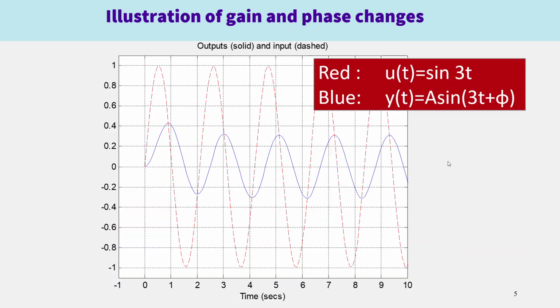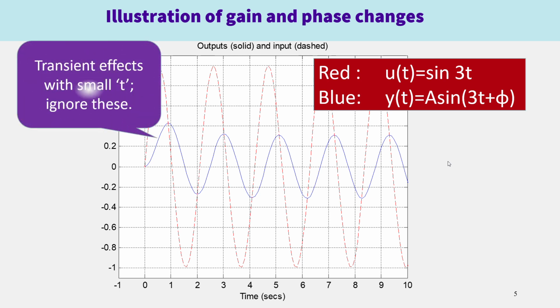So here's an illustration of an input and output for a given system G, and what you can see is the output line, blue, clearly has a different magnitude from the input line, red, and also it has a phase shift. By the way, don't look around t close to 0 because there'll be transient effects which are not part of the frequency response.